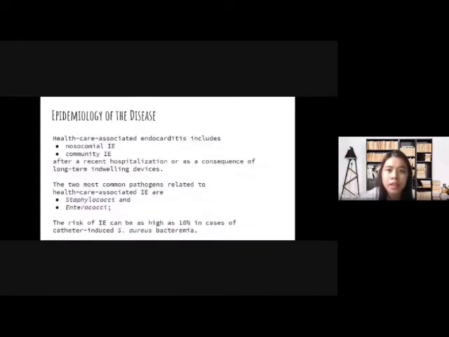Healthcare-associated endocarditis includes nosocomial and community IE after a recent hospitalization or as a consequence of long-term indwelling devices. The two most common pathogens related to these are Staphylococci and Enterococci. The risk of IE can be as high as 10% in cases of catheter-induced S. aureus bacteremia.